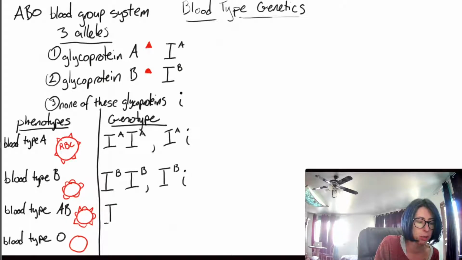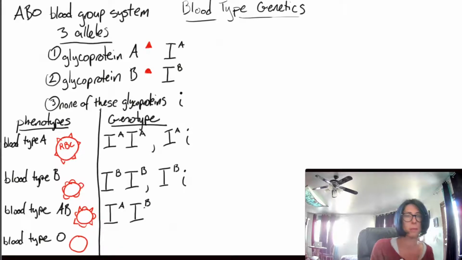So to be blood type AB, you receive an A allele from one parent and a B allele from the other parent. That's the only way to be AB. You need one of each.